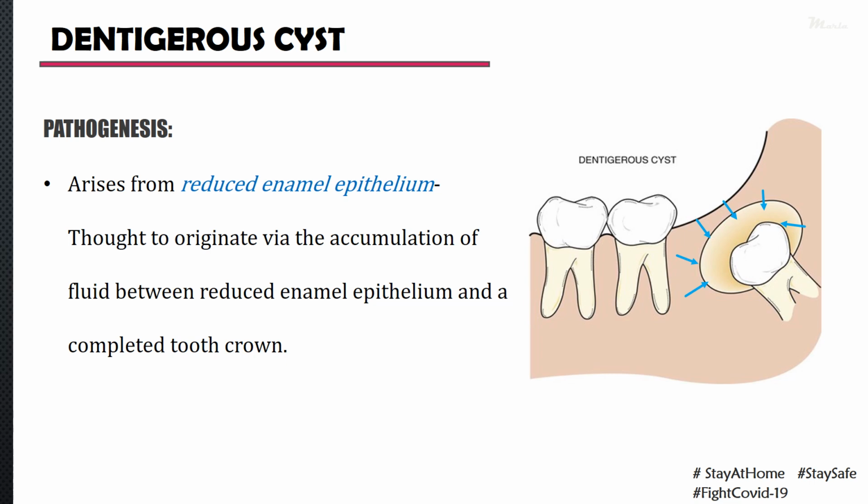The cyst is thought to be originating via the accumulation of fluid between the reduced enamel epithelium and the crown of the tooth. Fluid from the adjoining area would move into the space between the reduced enamel epithelium and the crown such that it results in expansion of the cyst away from the tooth.